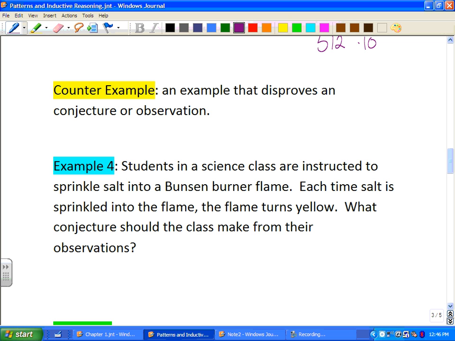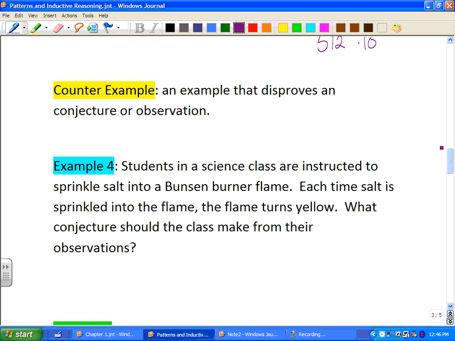Yes. Now, what would be a counterexample to that? You flip it once and get a tail. That's a counterexample. It may work 100 times, but the 101st time, it may not work. That's an example of a counterexample. Now, it only takes one counterexample to disprove a conjecture. It only takes me flipping that coin one time and getting a tails that disproves my statement that says every time you flip a coin, you get a heads. It only takes one.